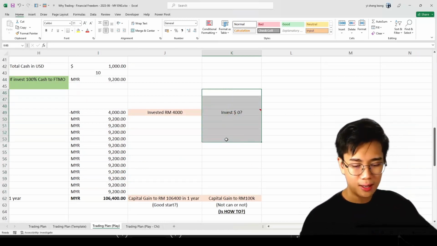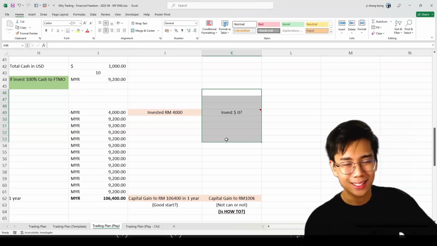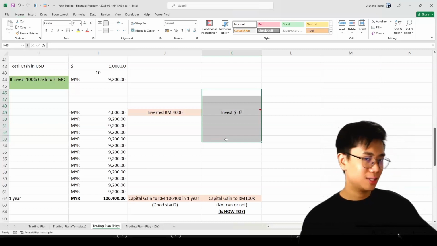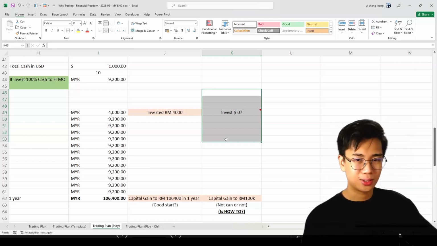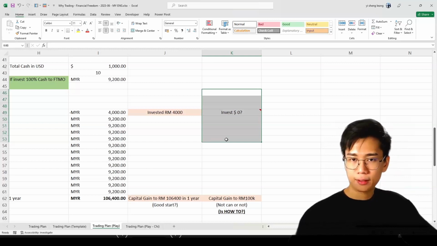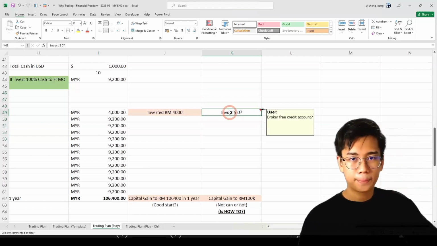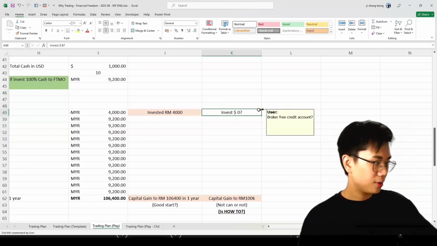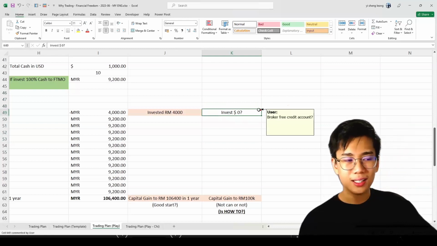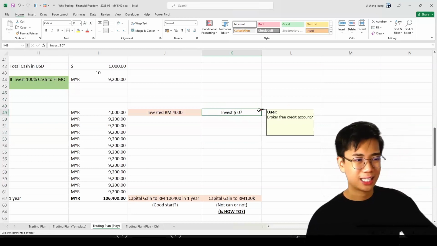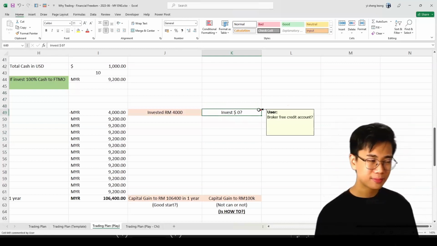Also, at the same time, how many of you would like to know if there is any strategy or a way to go for a prop firm at zero starting capital? Type me into the chat box. How many of you would like to know what the method is to go to a prop firm at zero starting capital? Type me. And the secret is, how many of you have heard of this thing called a broker free credit account? Type haha in the chat box.